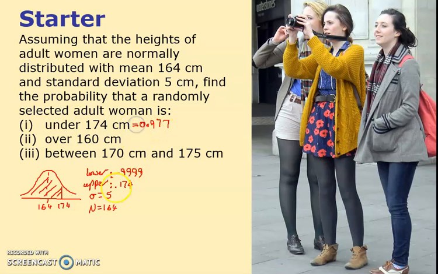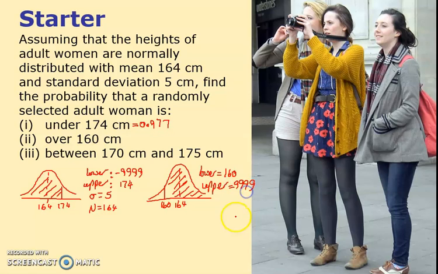So this I get to be 0.9772. Over 160, so exactly the same idea, but this time now my picture looks like this. So 164 in the middle, you can see over 160 is over here somewhere, and again it's going to be more than half. This time my lower is going to be the 160. My upper is going to be infinity. So I'll write 9999 and I just type that in instead. So I've got 160. And 9999, the sigma and the mu haven't changed, so I get 0.788. And I did say I thought it'd be more than half, and it is more than half.